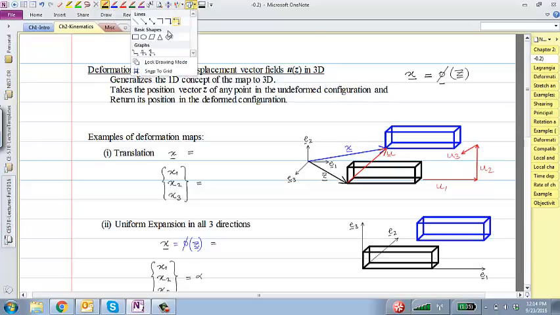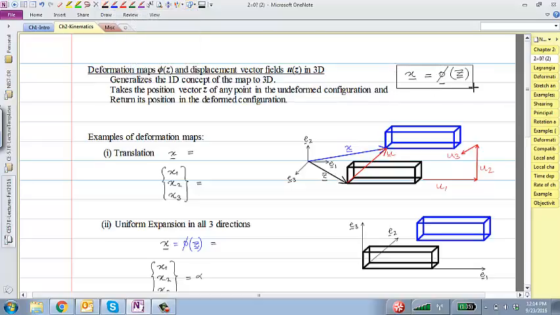So this thing is what allows us to extend these ideas from 1D to 2D and 3D. Pick a point in the undeformed body. I can define some function phi which will take that particular point to its corresponding point in the deformed configuration. That's all that this map is. Okay.